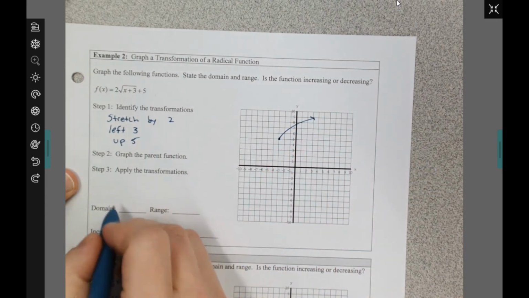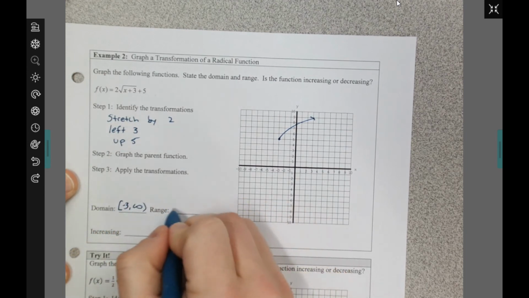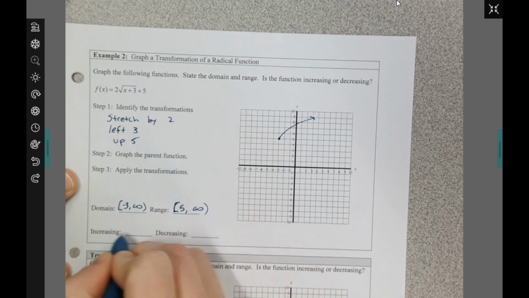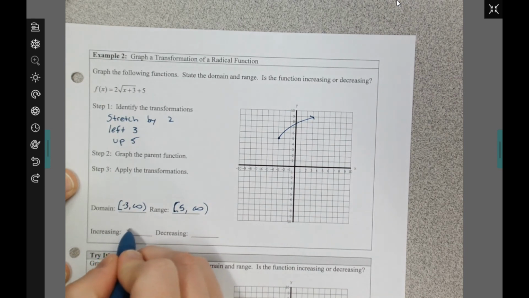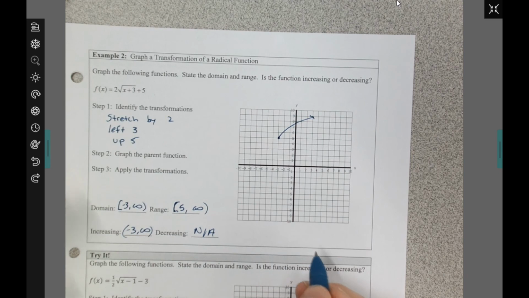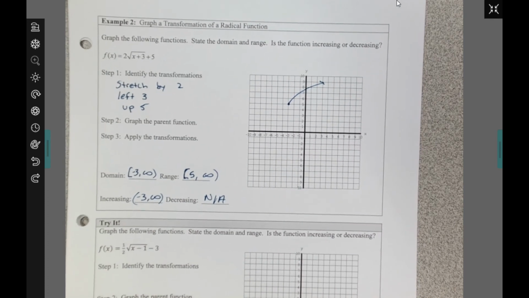So domain. My smallest x value is negative 3. We're going to infinity. My range, my smallest y value is a 5 going to infinity. And then we are going uphill for all of it. So from negative 3 to infinity. And we are never decreasing. Okay, so that's example 2. For the try it, go ahead and try doing one on your own. Okay, use Desmos, get familiar with that.